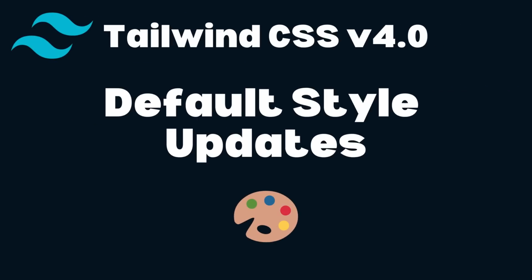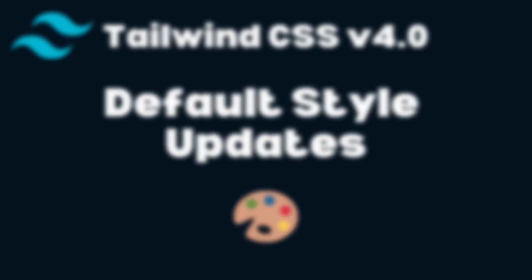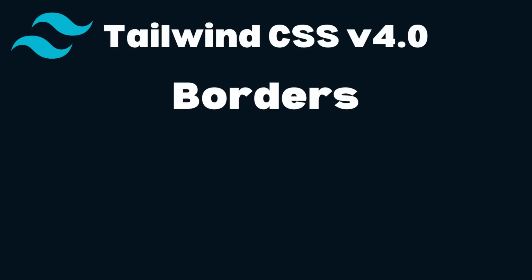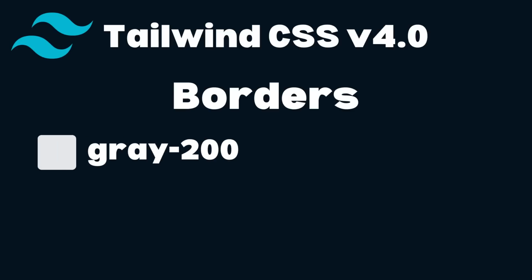Tailwind CSS 4 introduces several changes to its default styles, making designs more intuitive and adaptable right out of the box. At first glance, these changes might seem small, but they have a significant impact on how elements behave and how effortlessly they integrate into different layouts. One of the key updates is how borders are handled. In previous versions of Tailwind, borders used a fixed default color, gray 200. While this worked well in many cases, it wasn't particularly flexible.